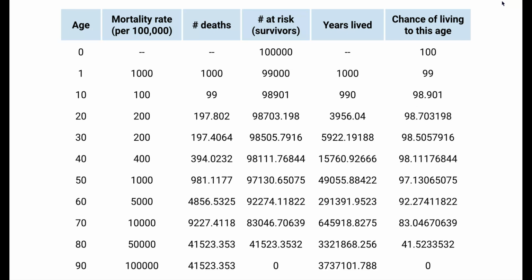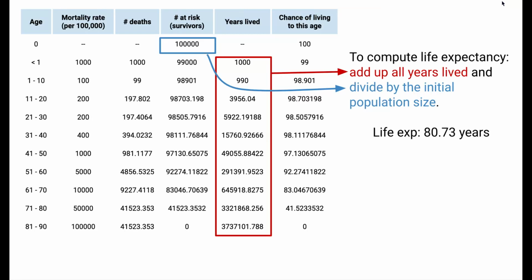We can continue this procedure for the rest of the table. Eventually, the mortality rate for the highest age group reduces the surviving population to 0. So to compute life expectancy, we add up all of the person years lived by the 100,000 people in our population, and we divide by this initial population size. This gives us a life expectancy of 80.73 years. So sensibly, life expectancy is an estimate of the average number of years lived by all people in the population. We need to make estimates based on age-specific mortality rates because it would be quite difficult to get the age at death of every single person in the population.